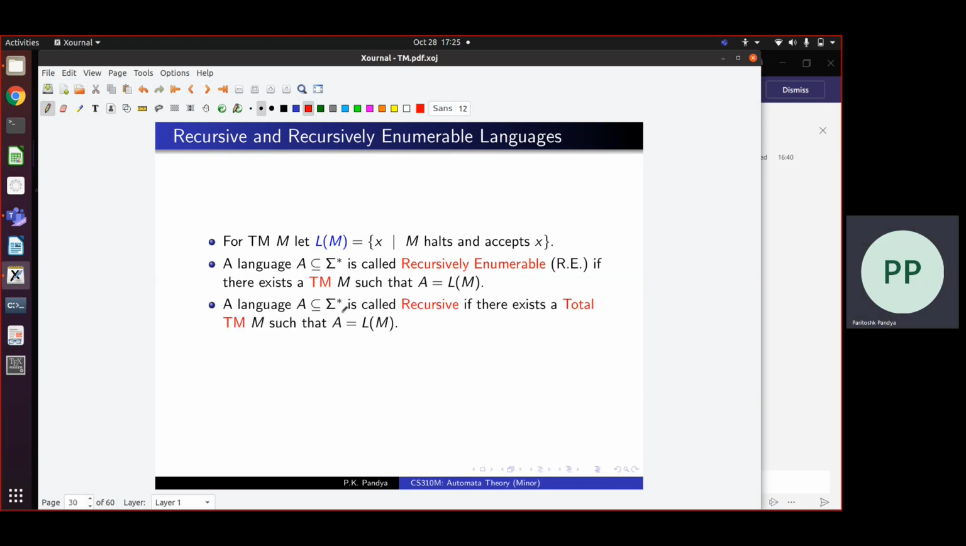Slightly different terminology from this is that a language A is called recursive if there exists a total Turing machine M such that the language of the machine is A. That is, for every string in A, if you start the Turing machine, in finitely many steps it will accept the word, and if you give it a word which is not in A, in finitely many steps the Turing machine will reject that word. It will never loop because it's a total Turing machine.